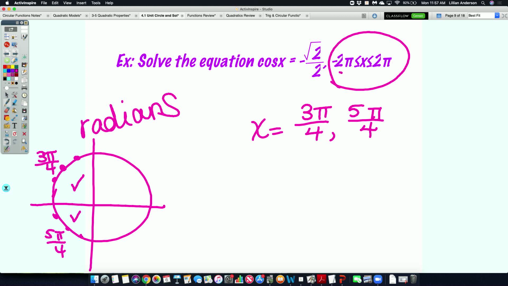But we've got to go all the way to negative 2 pi, so that means we need to go in the clockwise direction. Now remember, the ordered pairs stay the same when you're going in the clockwise direction. So those same spots that you pulled for 3 pi over 4 and 5 pi over 4, those are still the same spots you need to go to when you're going in the clockwise direction. You just need the angle that corresponds to it in the clockwise direction.